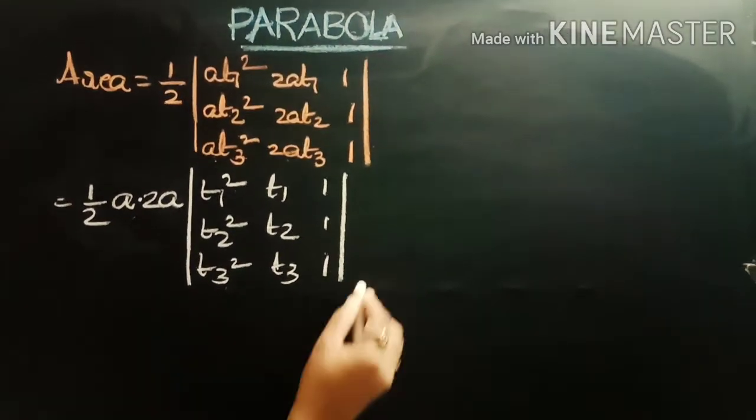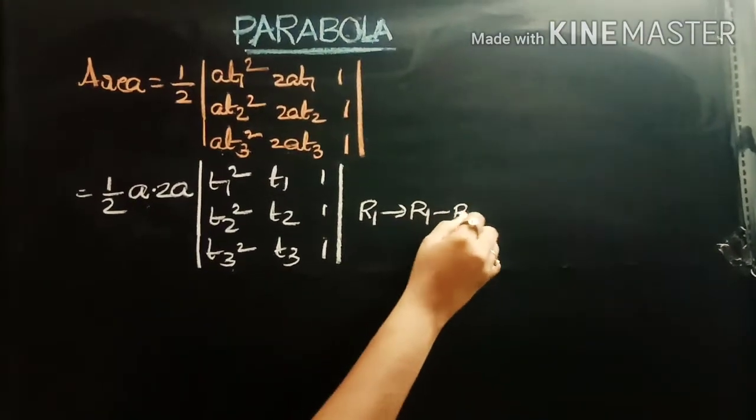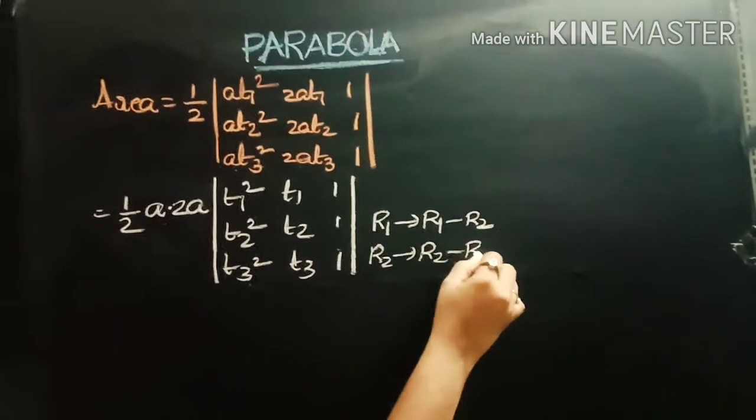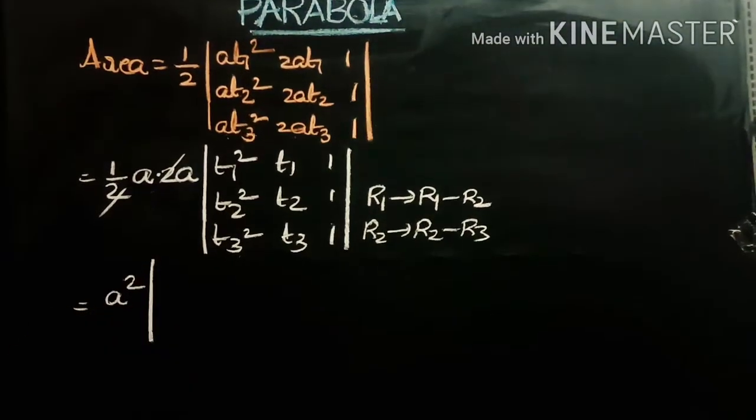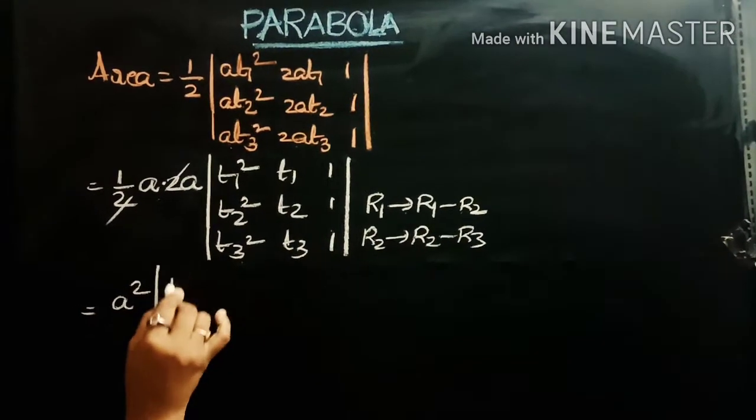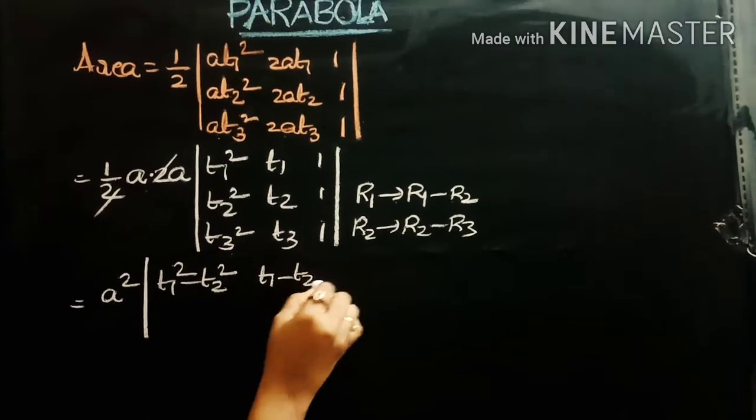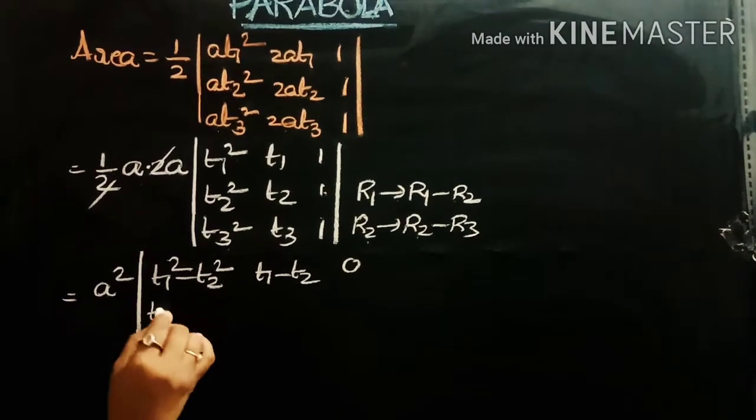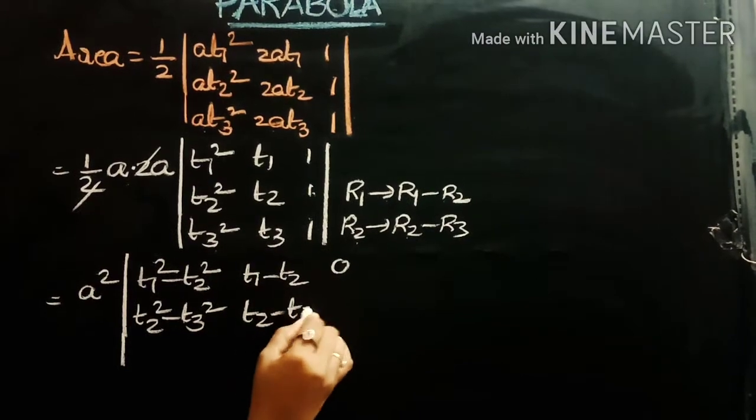So first we take the operation R1 goes to R1 minus R2 and the second row is taken as R2 goes to R2 minus R3, and this is equal to, here 2 and 2 get cancelled. Now this is A square into first value R1 goes to R1 minus R2, that is t1 square minus t2 square, t1 minus t2, this is 1 minus 1, that is 0. And R2 goes to R2 minus R3, that is t2 square minus t3 square, this is t2 minus t3 and 0.